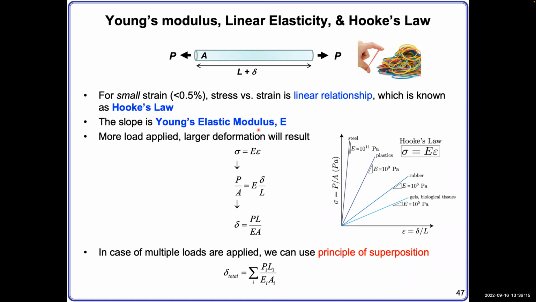Young's elastic modulus. For steel, Young's modulus is high, the slope is high, really steep. Plastic is a little bit less, rubber even less, and gel and biomaterial tissue even less. So they have different properties. But this is only at a very small strain. If the strain is very large, they will not be linear anymore, and some material memory gets involved, so it becomes more interesting, more complicated.